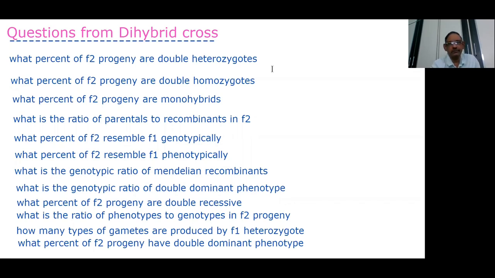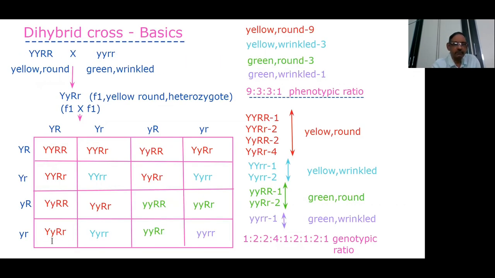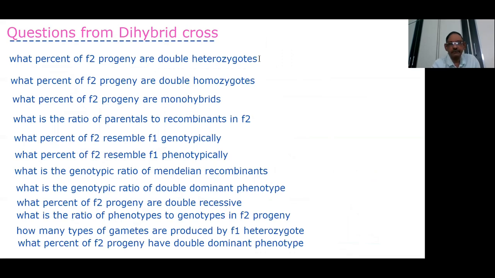Well, what are double heterozygotes? They are heterozygous for the first factor as well as for the second factor. I will go back to the checkerboard to explain this question. This is a double heterozygote, capital Y, small y, capital R, small r. This is a double heterozygote. This is also a double heterozygote. This is also a double heterozygote. Both factors are in heterozygous condition. They are 1, 2, 3, 4. Four out of 16 are double heterozygotes. We will go to the question now. Four out of 16, that is 1 by 4, is equal to 25%. So 25% of the progeny are double heterozygotes in F2 progeny of the dihybrid cross.